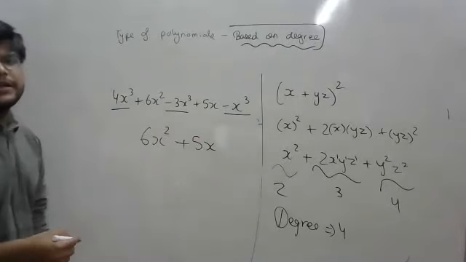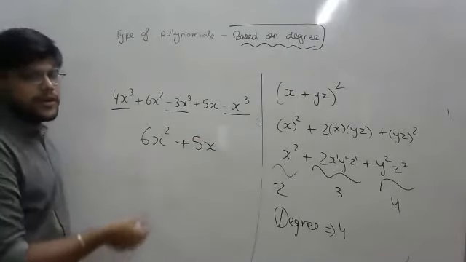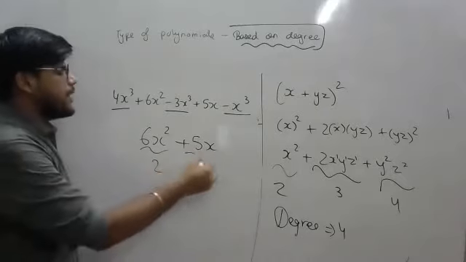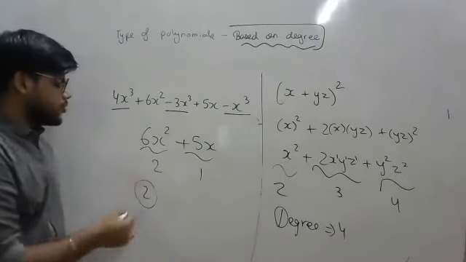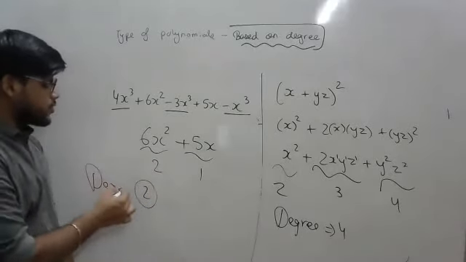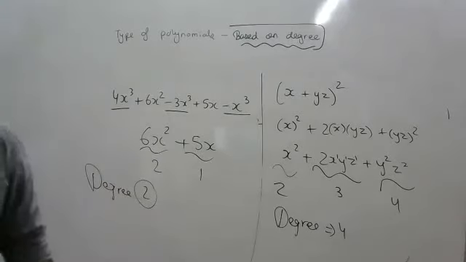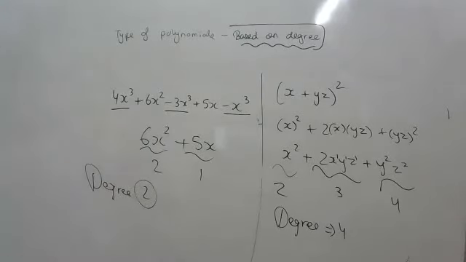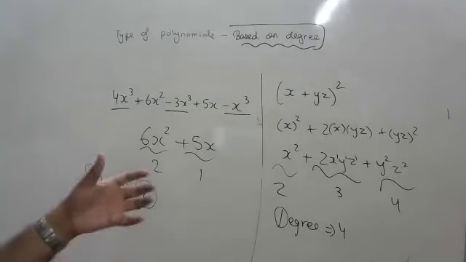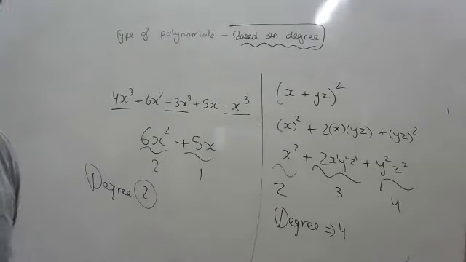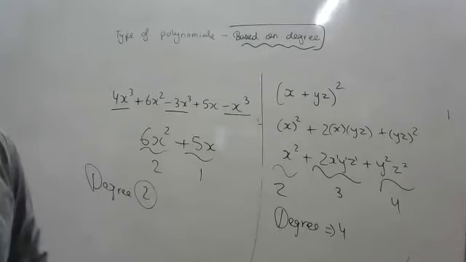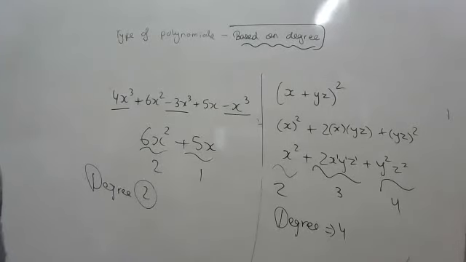6x square plus 5x. Here, now you can clearly see the maximum power is 2. So the degree would be 2. It's a quadratic expression. I'm giving you this type of question because in the exam you will have this type, it won't be very straightforward. Just by looking at it, you can't get the answer. You will have to simplify. You have to first simplify.